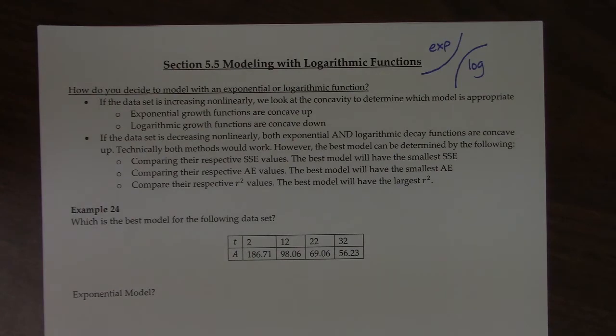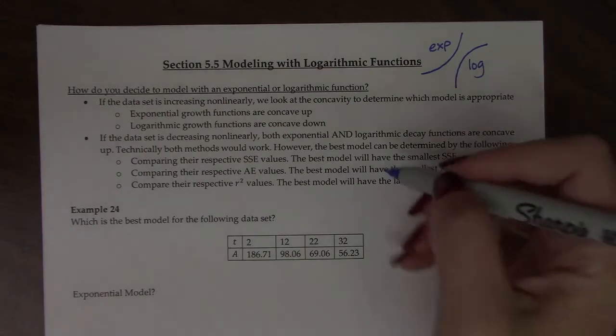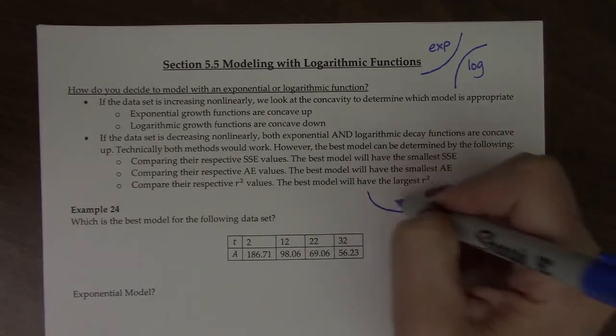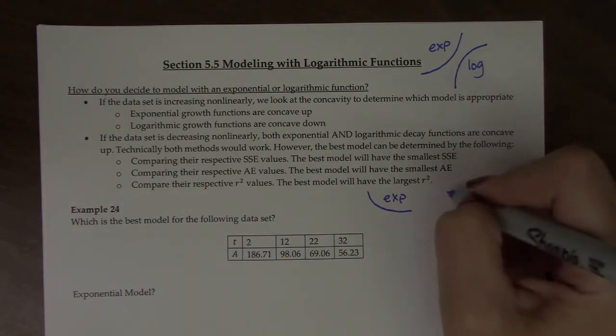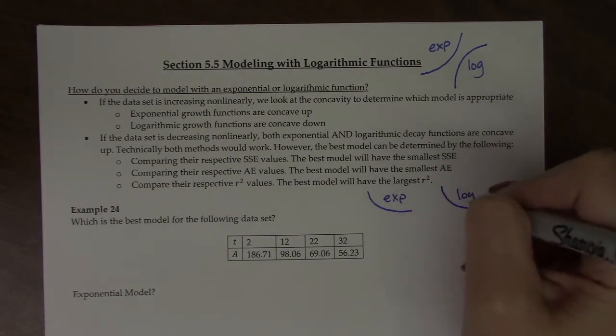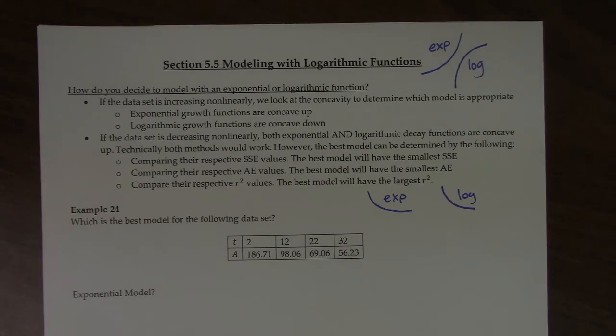If the data set is decreasing non-linearly, then both exponential and logarithmic decay functions are concave up. So an exponential decreasing function we've seen looks like this, but a logarithmic function looks like this. So the only way you know here which one's more appropriate is to build both models. And there's three things you can do. You can compare the SSE values, which takes a really long time in the calculator to build the sum of squared errors, and the smallest SSE is the best model.